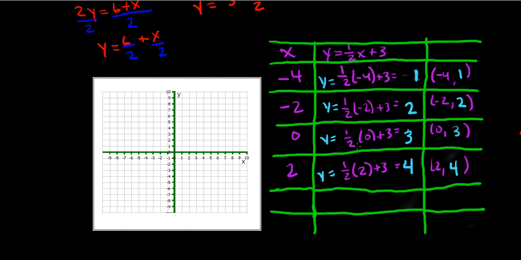Let's start with the first one, negative 4, 1. Start at the origin, go to the negative 4 on the left, and then go one space up. Then negative 2, 2: start at the origin, go 2 to the left and 2 up. 0, 3: because it's a 0, you stay at the origin and then go 3 units up. 2, 4: go 2 units to the right and then 4 units up. And you can connect these with a straight line.